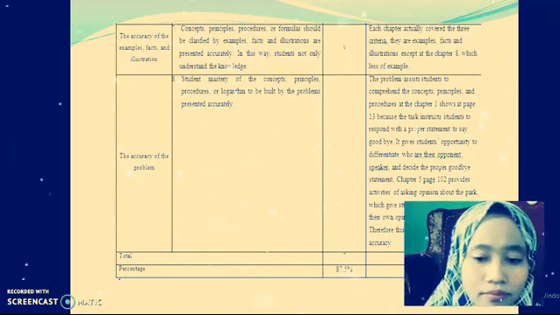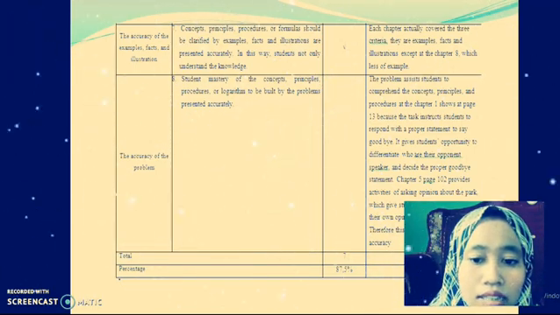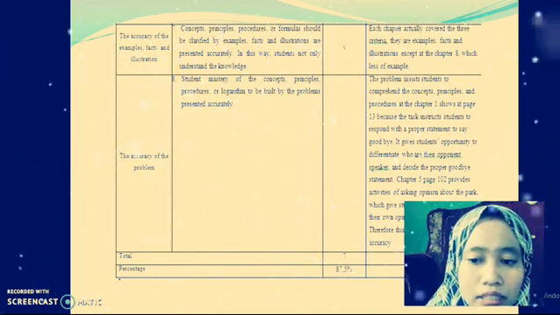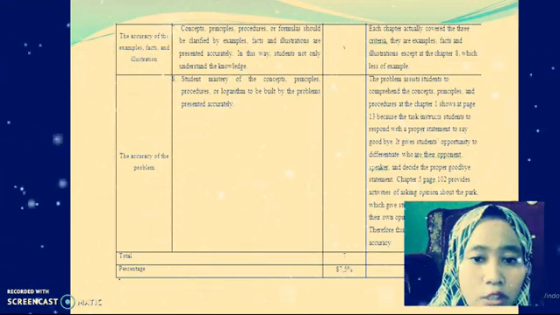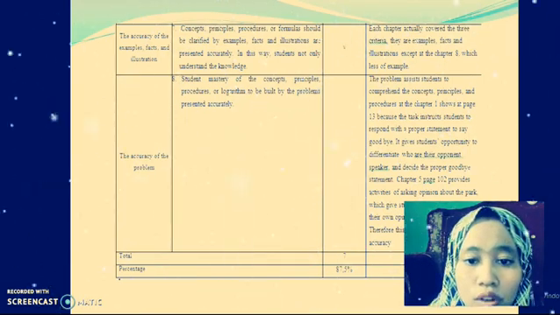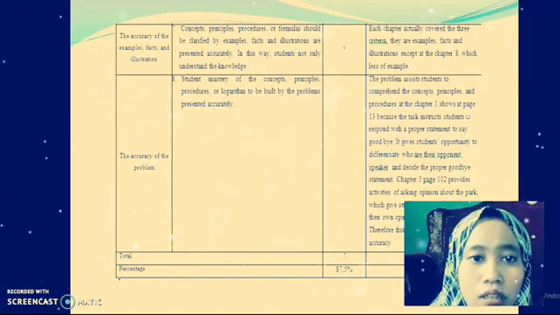Okay. Overall, the number of fulfillments of the accuracy of the material in the textbook is fulfilled 7 points.